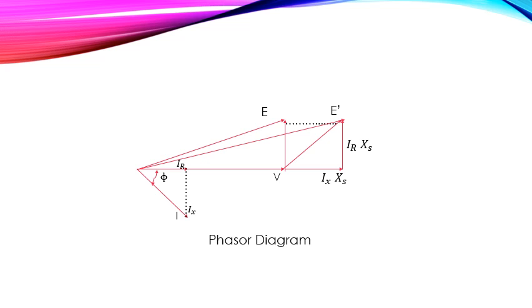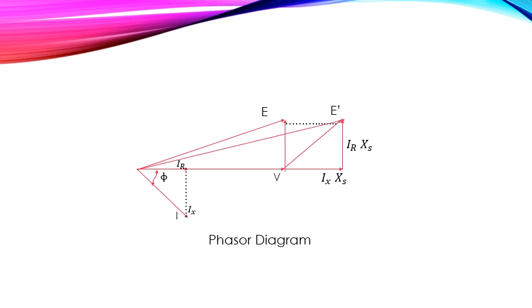Then the induced EMF is equals to what? It is the vector sum of V and IR axis drop. So E is equals to the square root of V square plus IR axis whole square, that we already calculated.